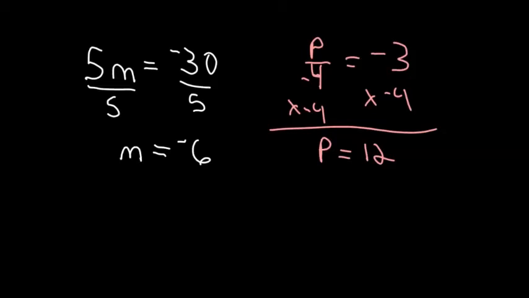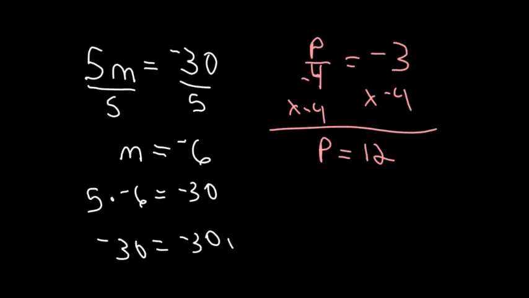And just so you know, you can always check your equations. There's never really a reason to get an equation wrong if you check yourself. Let me show you how to do that. This first one, the m one, I have 5 times negative 6 equals negative 30. All I did was substitute my answer of negative 6 in for m. 5 times 6 is 30. Positive and negative make negative. Negative 30 equals negative 30. I got a true statement, so I know I did it correctly.